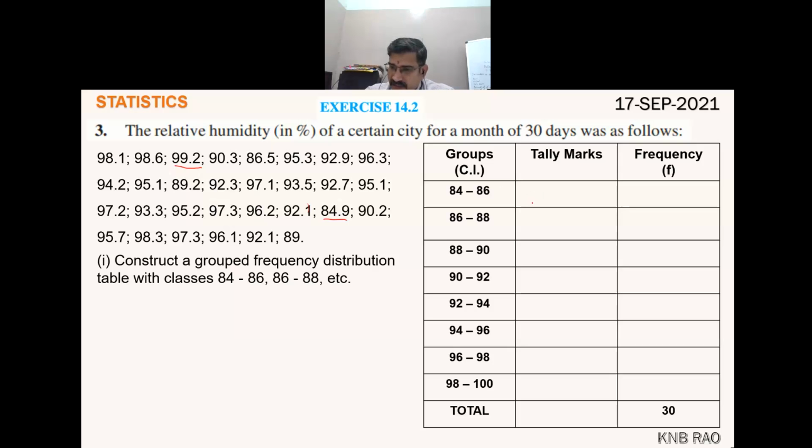I expect everybody to draw this table and do it along with me. Use pen and paper, do it, and cross-check whether you are getting it correctly or not. I hope you are all ready with your materials. Start doing it. Draw the table.